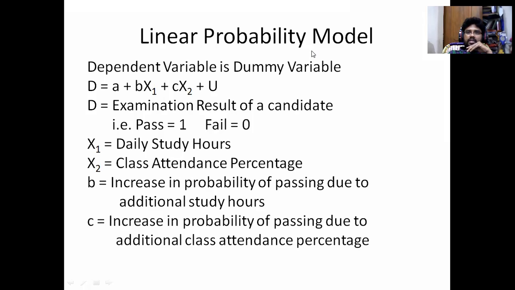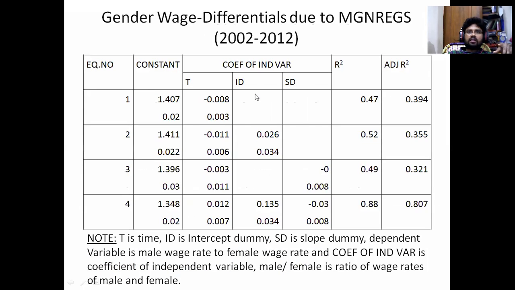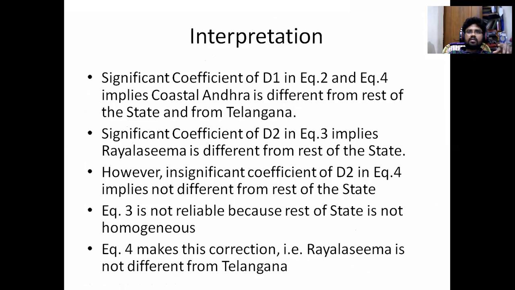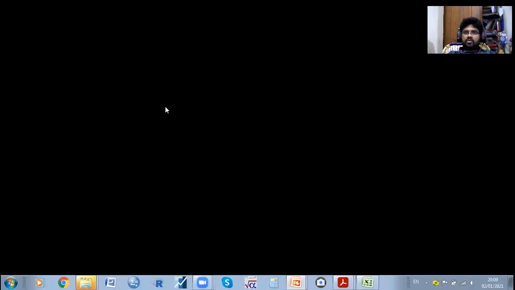I will explain another thing later, because the linear probability model is another model. This is also very important. In just a minute, I will explain what the use of dummy variables is.